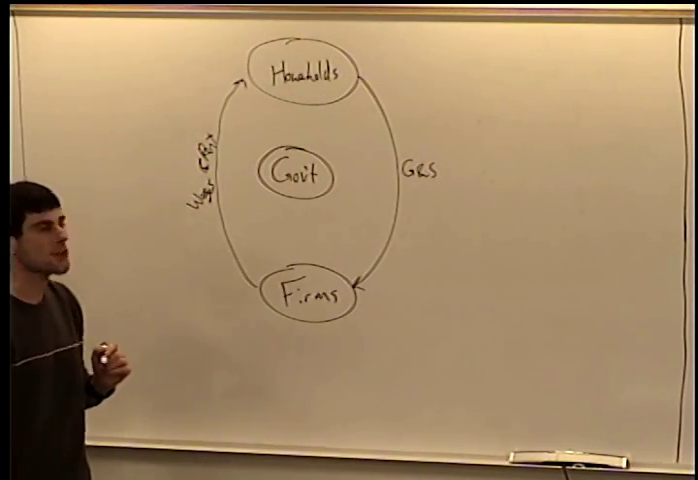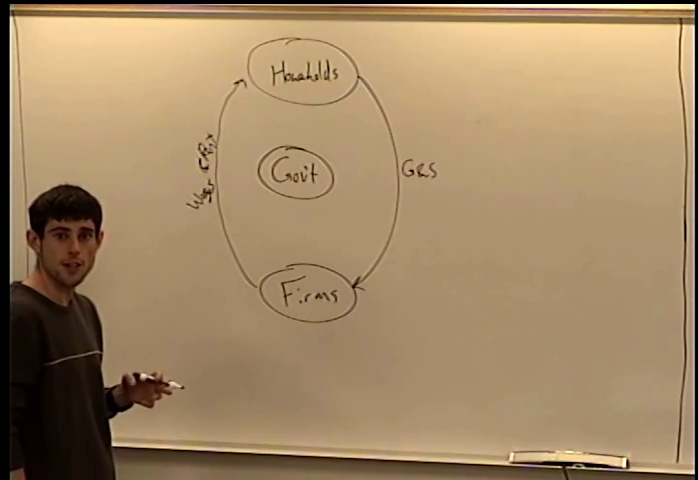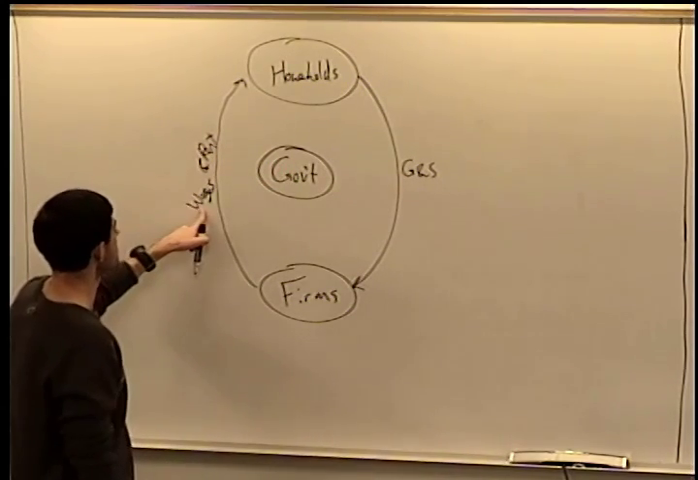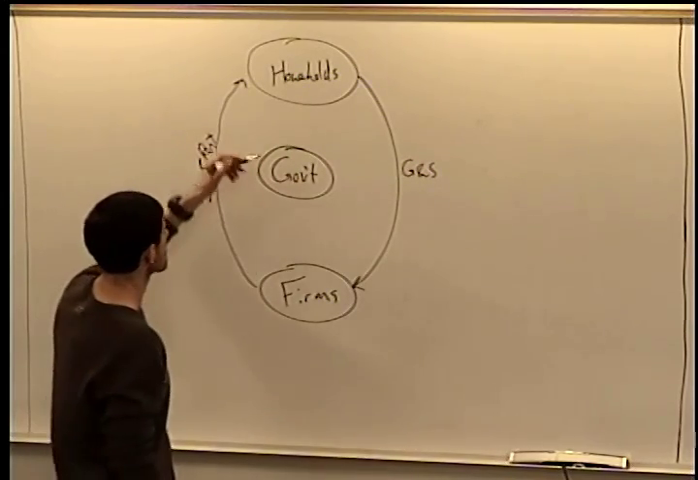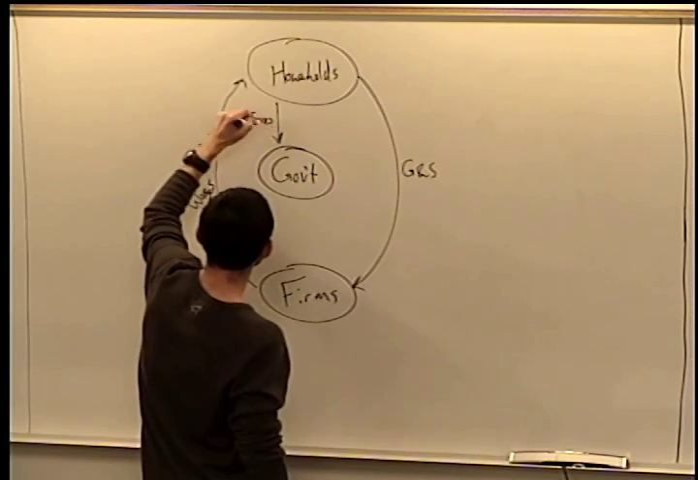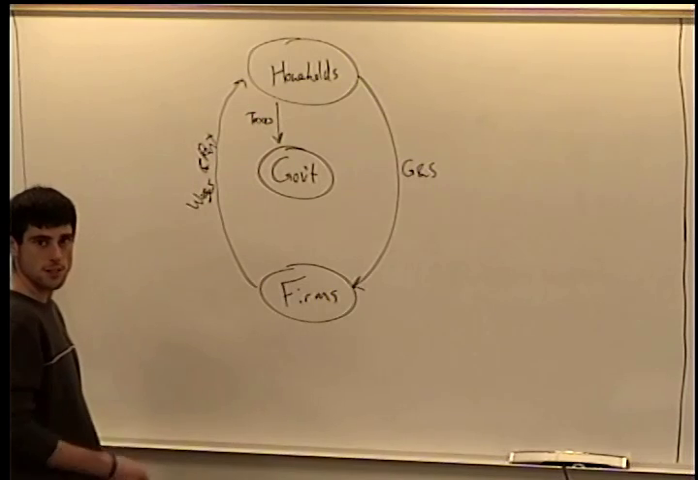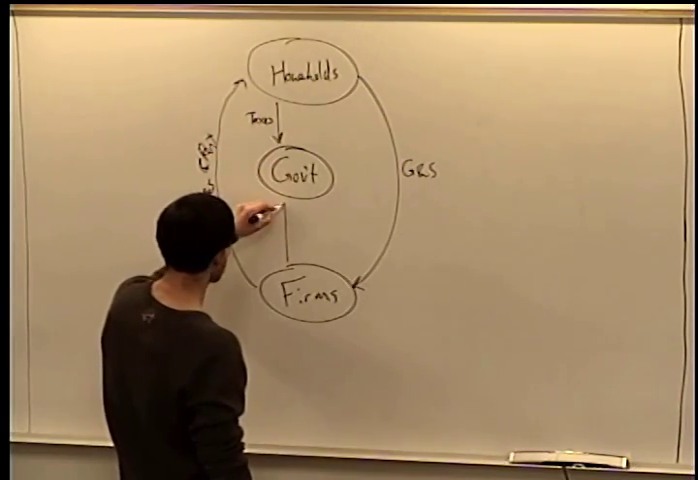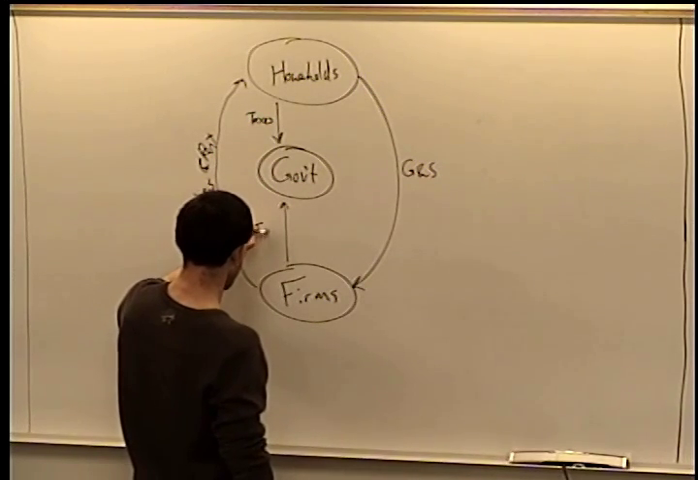We want to know, does money flow to the government? The answer is yes. Out of every paycheck, I send some money to the government in the form of taxes. So money goes from households to the government in the form of taxes. And the same thing with firms: money goes from firms to the government in the form of taxes.